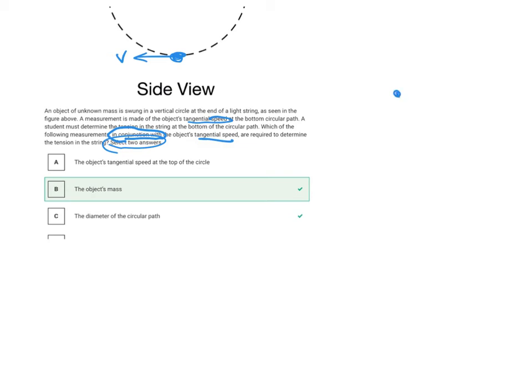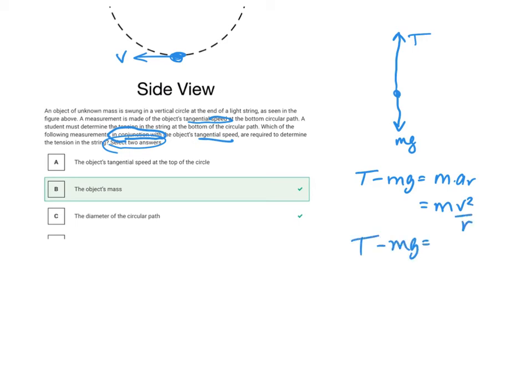So if I draw a force diagram of that, I've got mg down, and I've got tension up when it's at the bottom. Tension is pointing towards the center and is longer than mg, so that there's an unbalanced force pointed towards the center. So tension minus mg is equal to ma, which is equal to mv squared over r. So if I want to calculate tension, it's equal to mg plus mv squared over r.